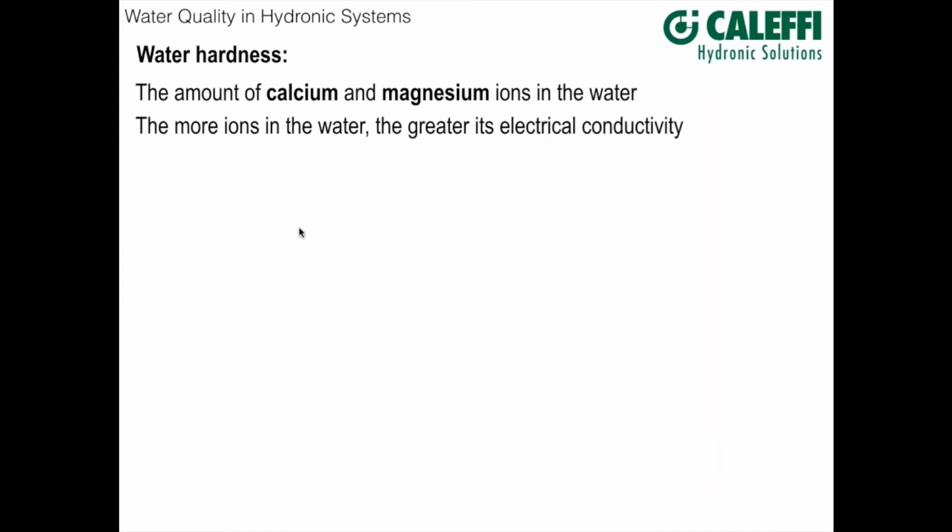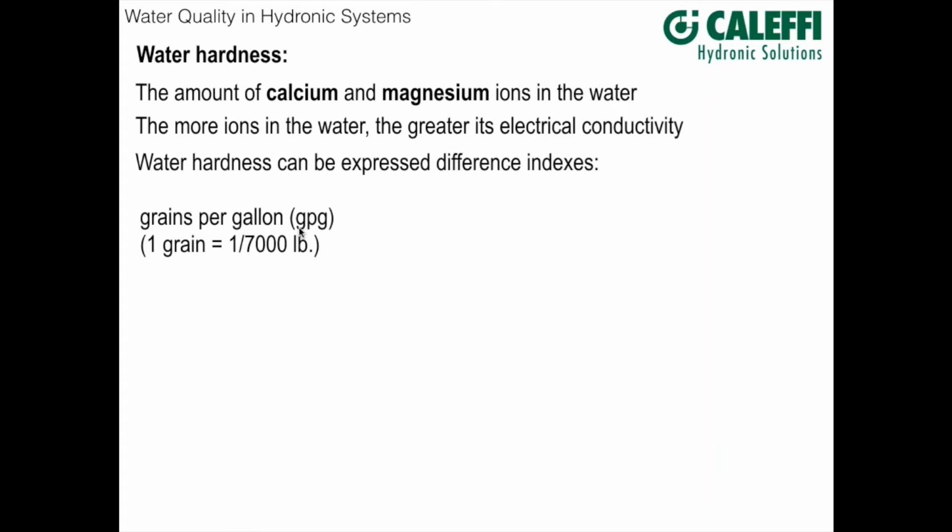And oftentimes these materials, calcium and magnesium, as well as some other materials, exist as what are called ions in the water. And an ion is a molecule that's been broken apart into positive and negative charges. Okay? And there are different indexes to express the hardness of water. One of the common ones is grains per gallon. And a grain is actually a unit of weight. It's 1/7,000th of 1 pound. It's the same unit that you might refer to if you're talking about absolute humidity of air, how many grains are in that cubic foot of air.